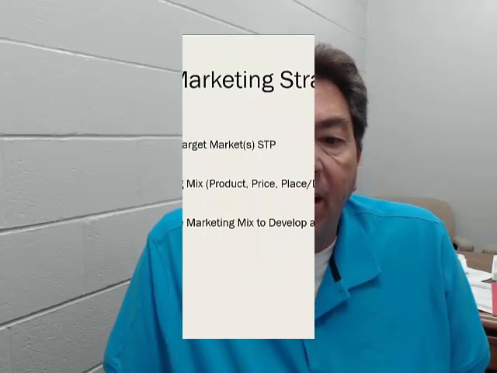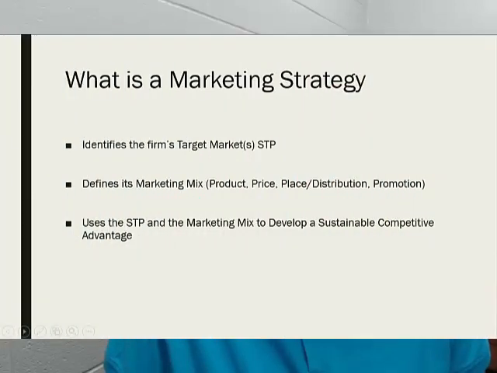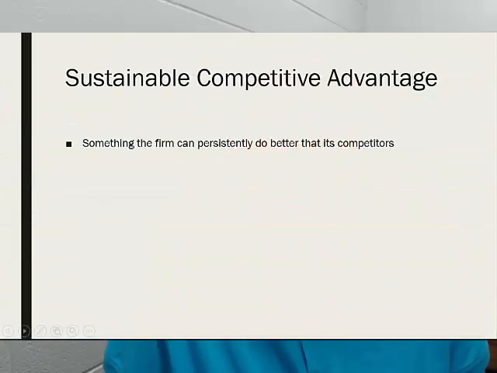Sounds easy enough, but the amount of commitment and work can be a daunting task. Let's take a look at the elements of a strategy and plan in order to better understand what's involved. First, we identify the firm's target market and the STP. We're going to define the marketing mix, which is the product, price, place or distribution, and promotion. And then we're going to use the STP and the marketing mix to develop a sustainable competitive advantage. A sustainable competitive advantage is something a firm can persistently do better than its competitors.